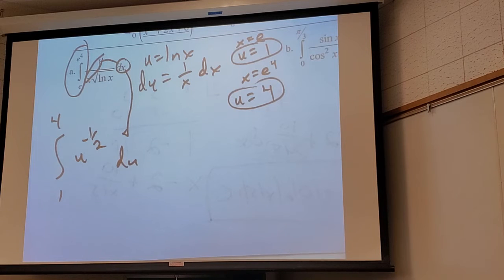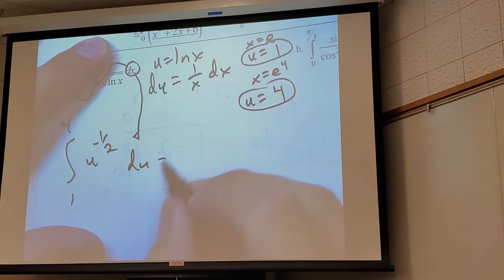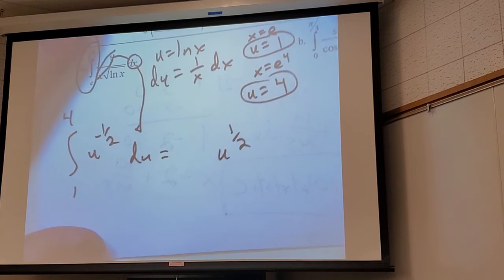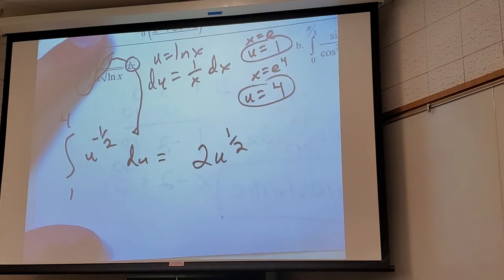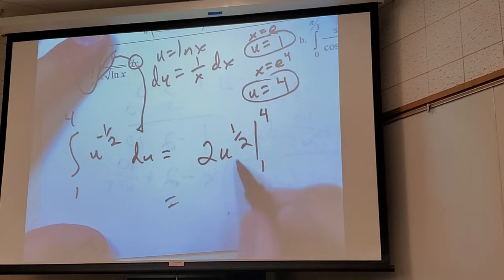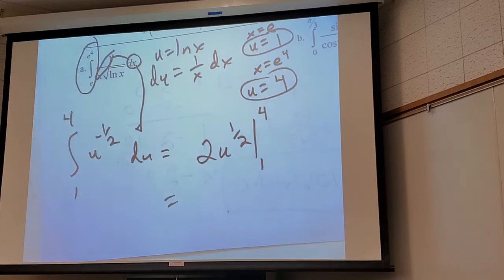And what is the integral of u to the negative 1/2? What's the new power going to be? Good. So I got to divide by that, which means multiply by the reciprocal. And u is going from 1 to 4. So what's the square root? So now I'm going to plug it in. Let me stop for a minute.